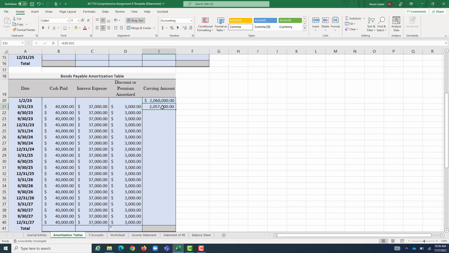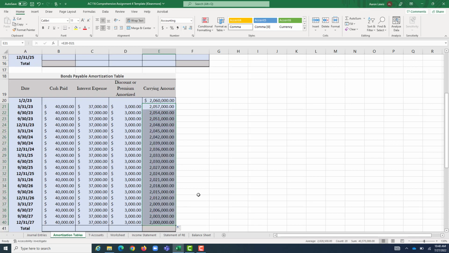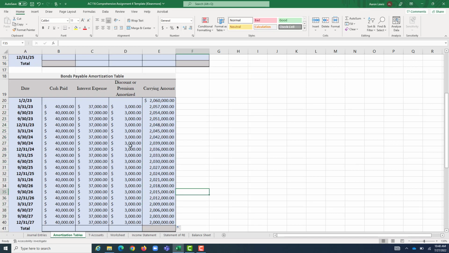Well, we're going to want to repeat that same concept, right? For the June 30th, 2023 payment, we had $2,057,000 carrying amount. We want to subtract $3,000 out. If I fill handle, it's going to do that math for me. It takes out that $3,000. We're down to $2,054,000, and this is true the whole way down too. So with a properly set up table, you can go and fill in all of those numbers.